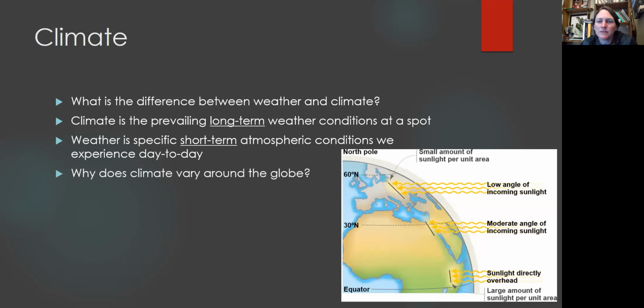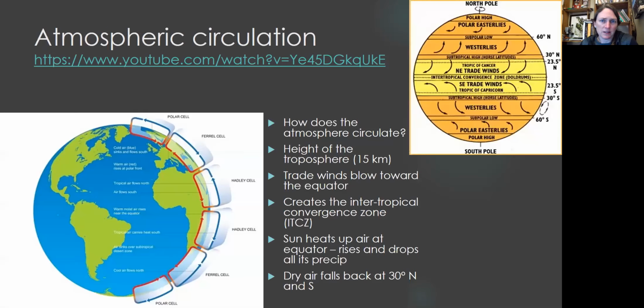And why does climate vary around the globe? Well, it has to do with sunshine and the angle of incident sunshine. So at high latitudes, the angle of incoming sunlight is much lower, and so there's a smaller amount of sunlight per unit area than at the equator. It also has to do with winds and prevailing winds, and ocean currents, and these big atmospheric circulation patterns. So we'll go into a little bit more detail about all of these things.